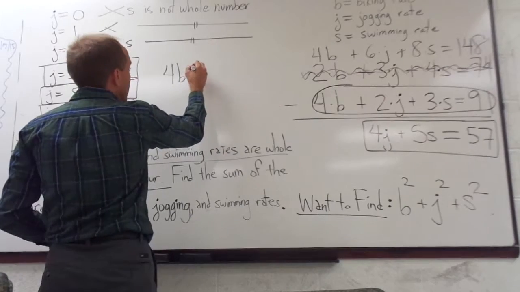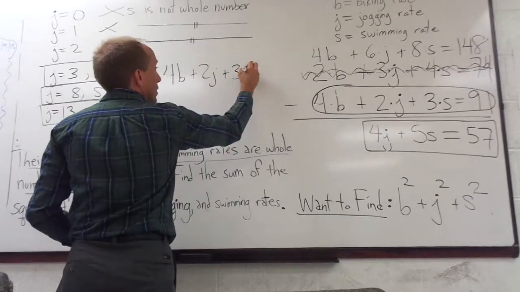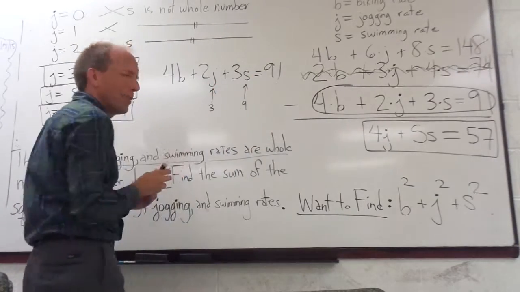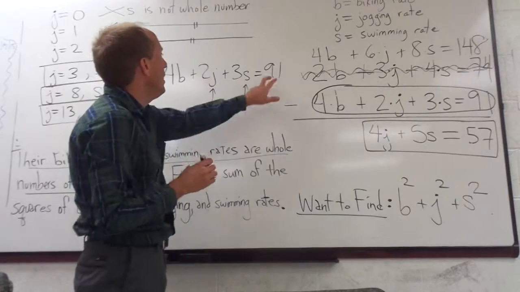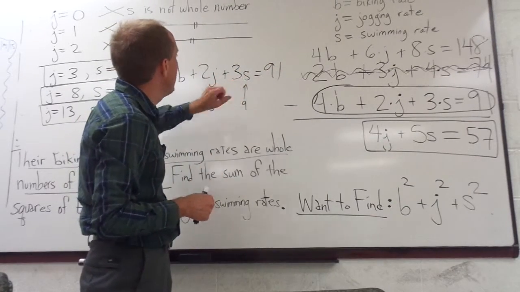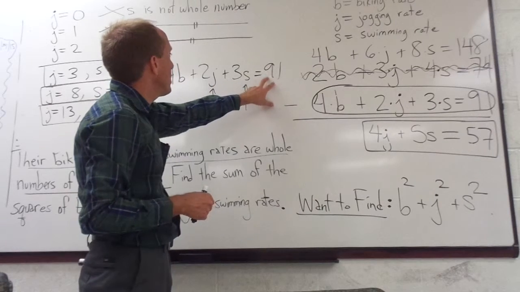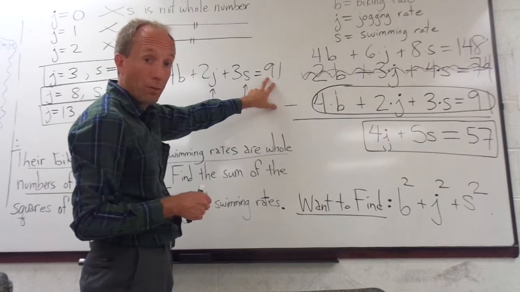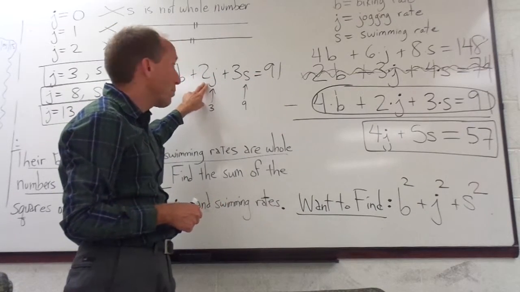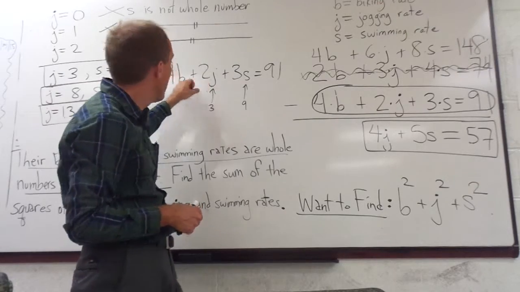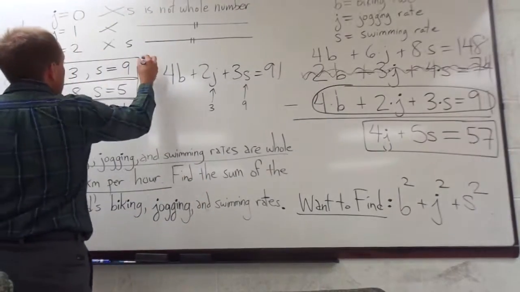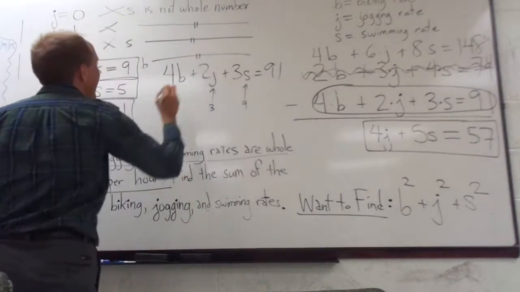Let's write this equation again here. If I put in 3 for j and 9 for s, let's do a little mental math. I have 91, and I'm going to take these numbers and move them to the other side. So 91 minus 27, and if I subtract 27 here, I get 64. And if I subtract another 6, because 2 times j will be 6, that brings me down to 58. And 58 is not a multiple of 4. So b is not a whole number in this case.